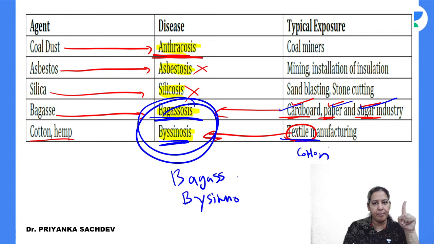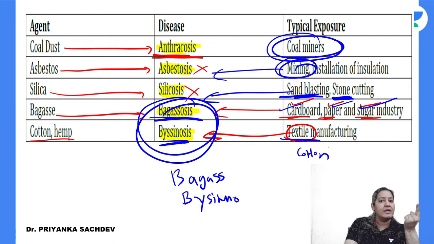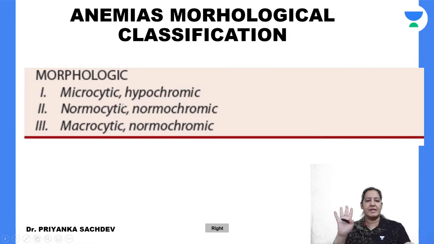You got my point. If the person is in a mining industry with asbestos, the person will have asbestosis, right? If the person is working in a stone cutting factory or sand blasting factory, which has silica, the person will have silicosis. If the person is a coal miner, working in a mine having coal, he will have anthracosis. MCQs come on all of these in your exam. Give me a thumbs up. Come on, give me a thumbs up. You got this table? This is the small table for pneumoconiosis.